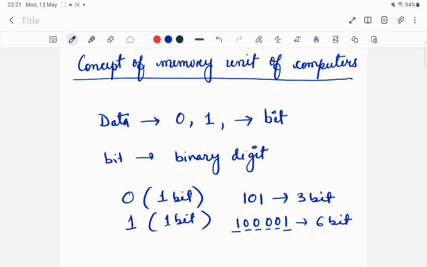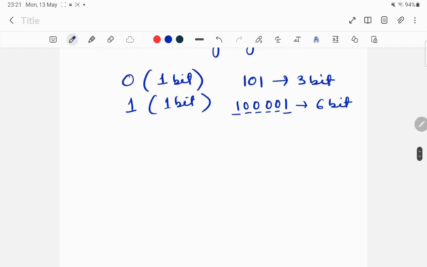Whenever we give data to the computer to execute something, it will never be only 1 bit. It will consist of several bits. It's not going to be only 1 bit. It is going to be several bits.